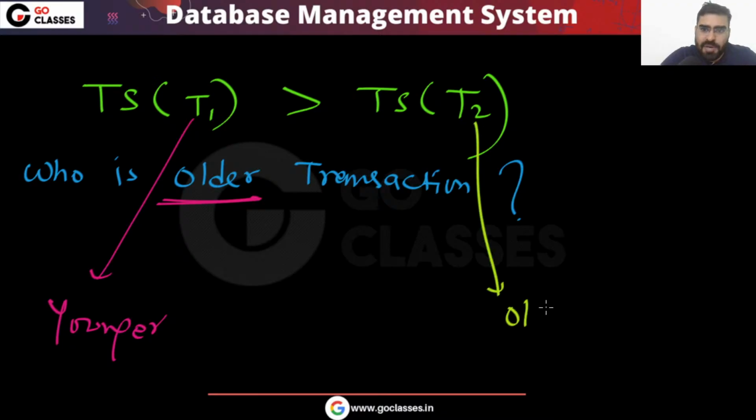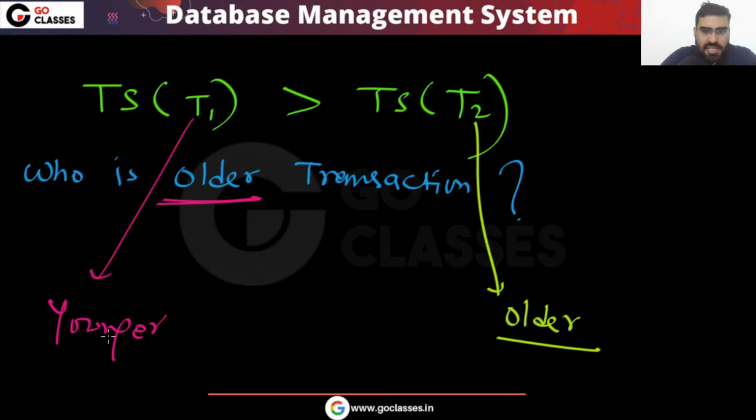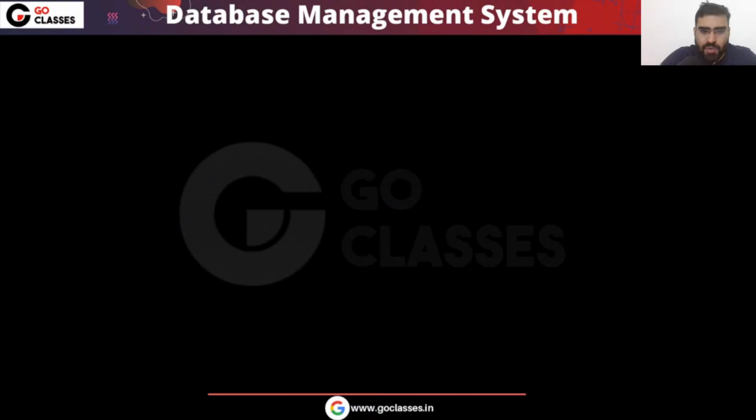Because it's like a birth date. If this birth date is less than this birth date, then definitely this is the younger transaction and this is the older transaction. So here T2 will be the older transaction. Very simple point I want to tell you.